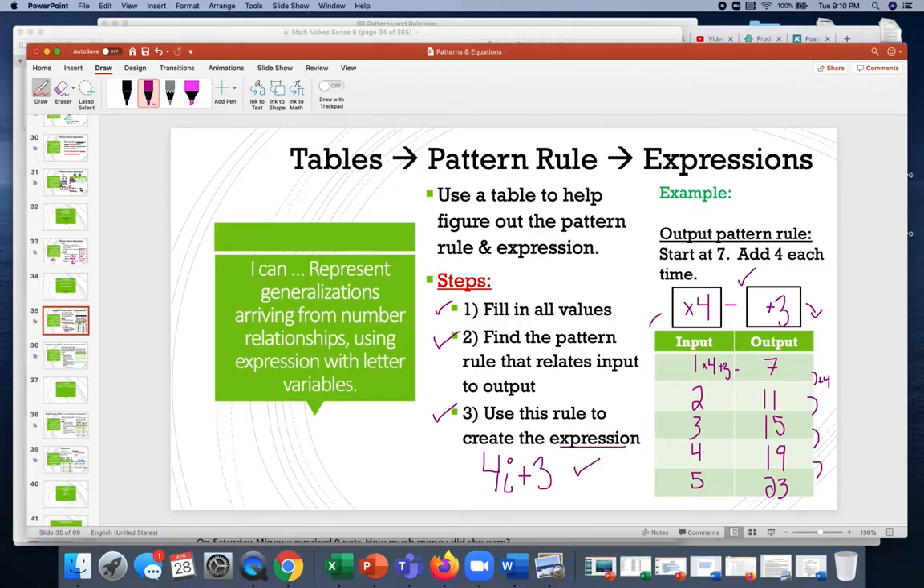So there you go. We've done all of the steps. Hopefully that makes sense. I guess the key thing is just figuring out how we are going to create this table. They will give you hints like this one: the output pattern rule, start at 7, add 4 each time, and then you just plunk in a normal set of numbers, usually starting with 1. I hope that we're okay with that.